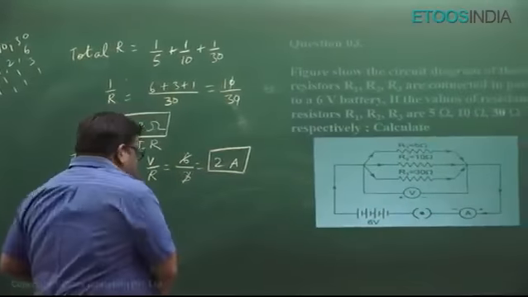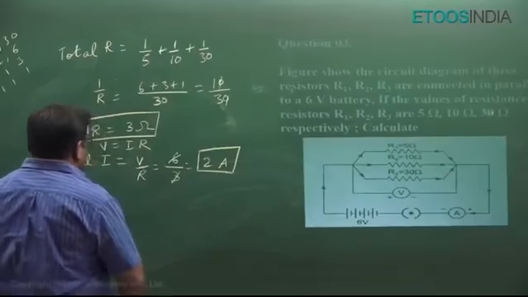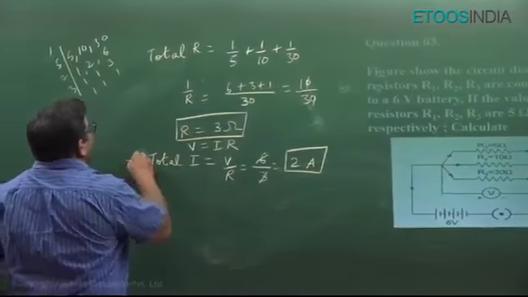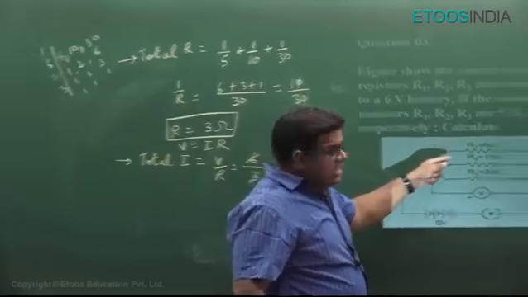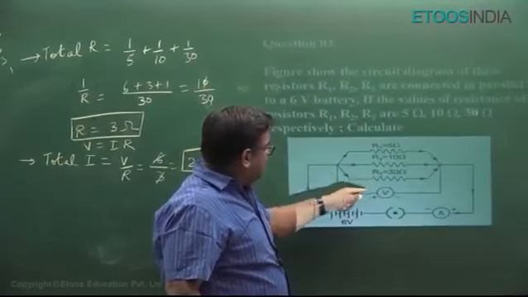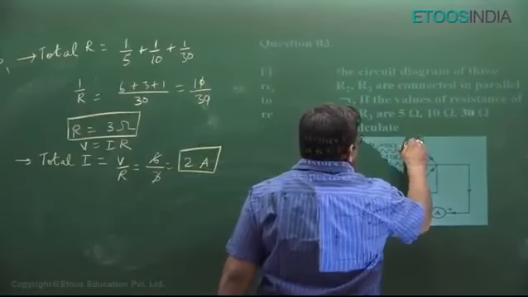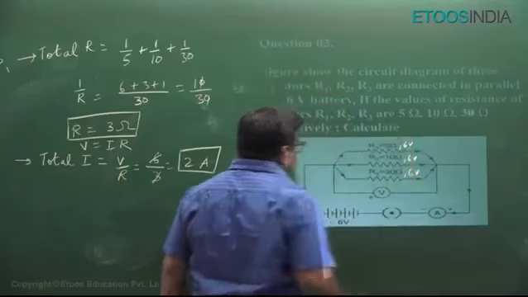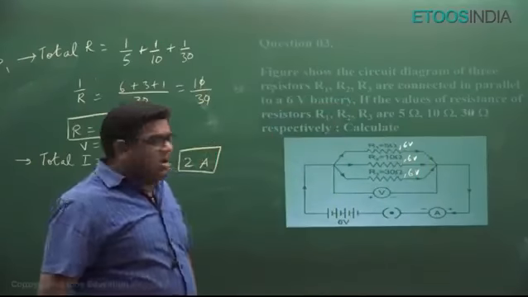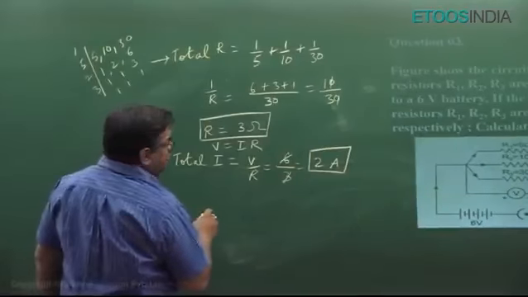Now, another question they have asked is the value of current through each resistor. Since they are connected in parallel, we know that each resistance will have the same potential difference across its ends. So, I can write here 6 volt, 6 volt and 6 volt. Is it clear? Now, to find the current in each, I'll just find out.